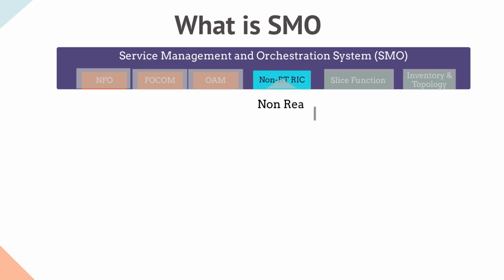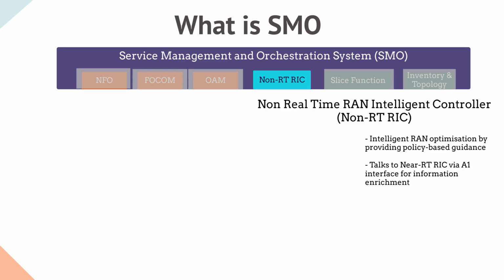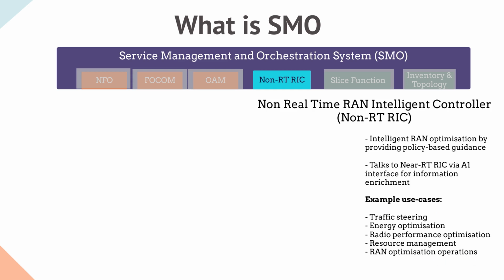Non-real-time RAN Intelligent Controller, or simply non-RT-RIC, is the functionality internal to the SMO in O-RAN architecture. The primary goal of non-RT-RIC is to support intelligent RAN optimization by providing policy-based guidance and enrichment information to the near-RT-RIC function so that the RAN can be optimized. It can also perform intelligent radio resource management function in non-real-time interval, in the range of 1 second. Other RAN optimization operations are traffic steering, energy optimization, radio performance optimization, resource management, and many others.